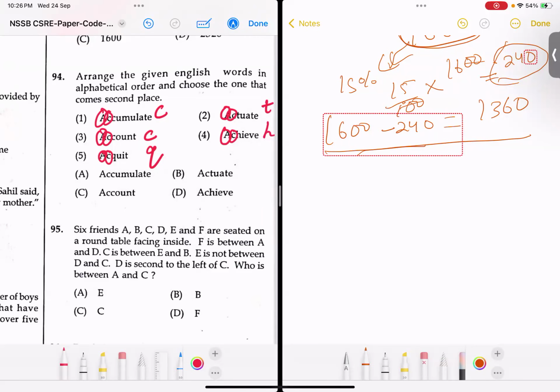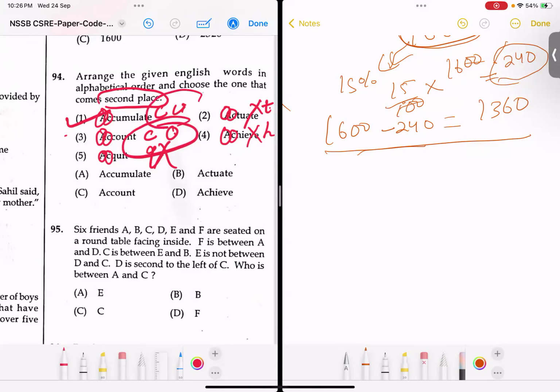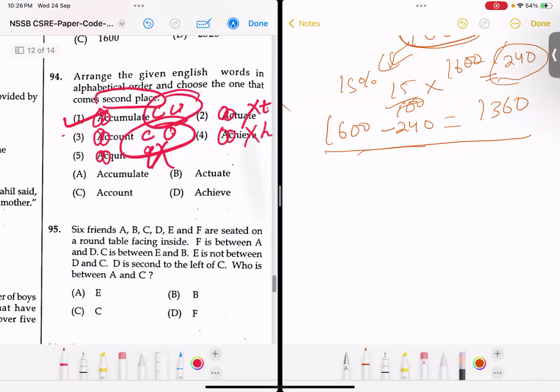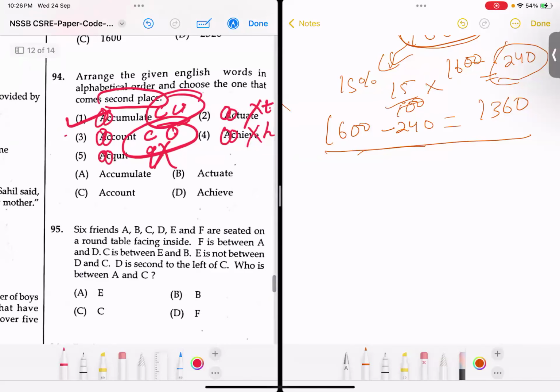Okay. Now we have to find the word that comes in the second place. So we're going to disqualify this and this, right? Because C comes before Q, D, and H, right? Now from these two, the next is U, right? And here it is O, which means after O comes U, right? So this is the first place. Second place will come as accumulate, okay? And the third one will be achieve. And after that, it will be acquaint. And finally, it will be actuate. So the correct option is accumulate.